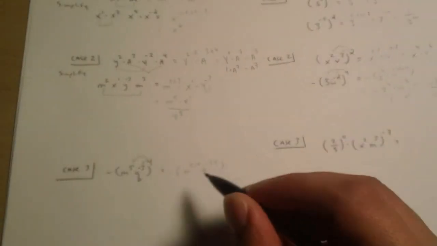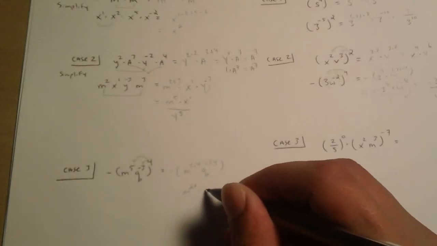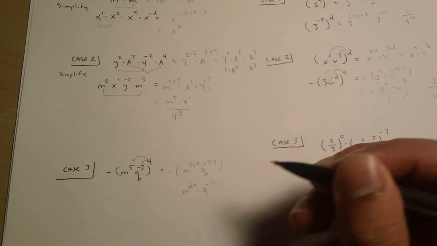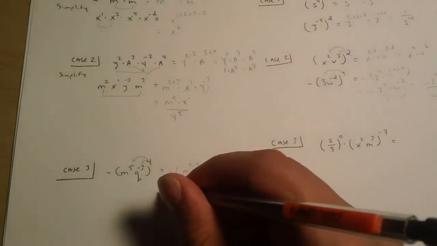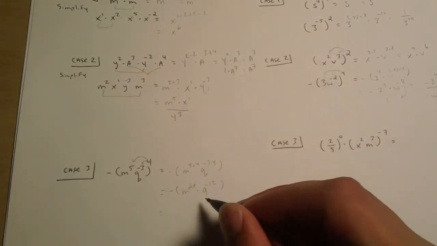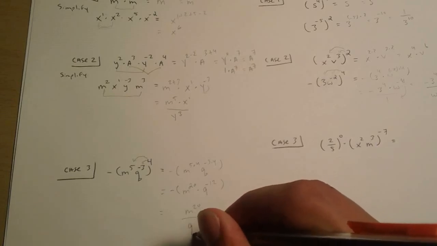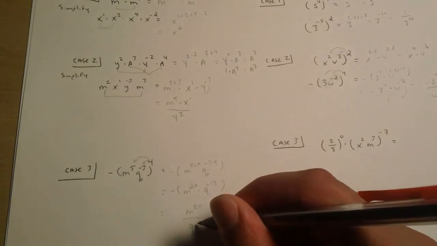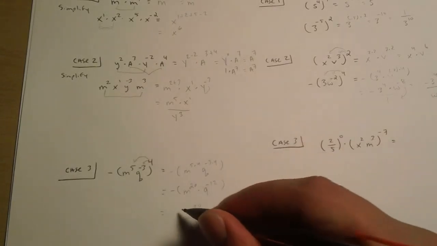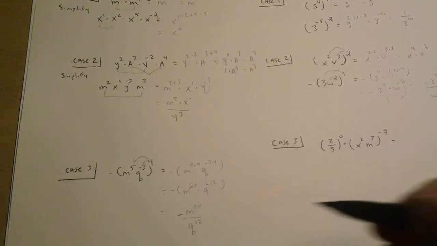Okay, so that's inside the parentheses. So then we have m to the 20 times q to the negative 12. Now we can further simplify this into m to the 20 over q. We don't like negative exponents, so move it down to our denominator, q to the 12, and remember the negative that's in front of the parentheses, and that will be our simplified form.